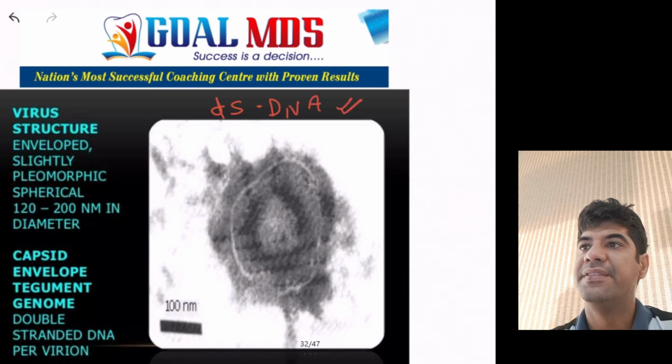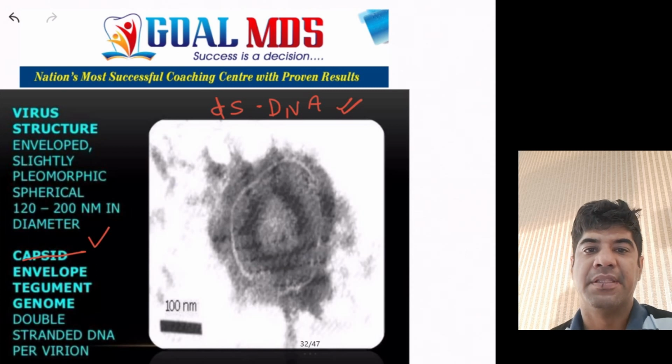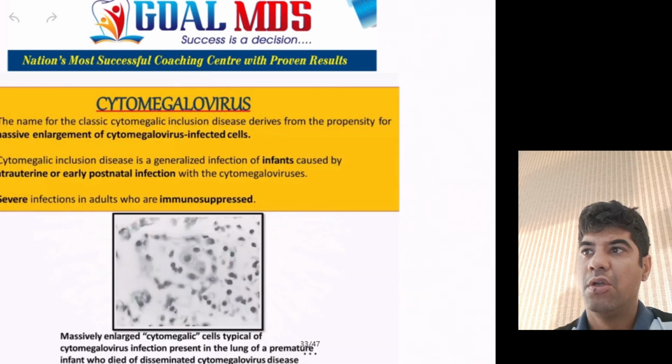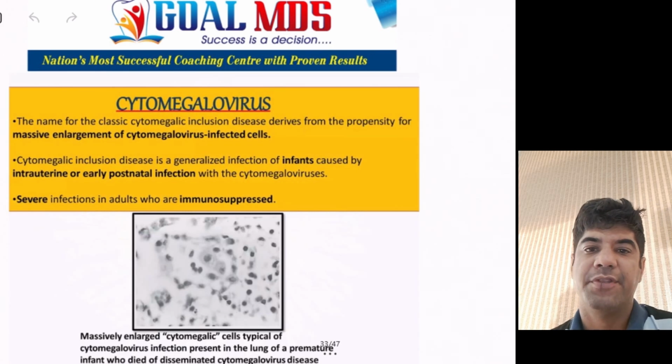And it is known for its distinctive spherical capsid. So the capsid is just a protein coat that will surround and protect the genetic material of the virus. Remember, its capsid is spheroidal in shape.